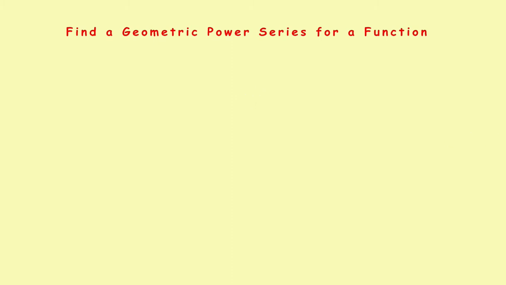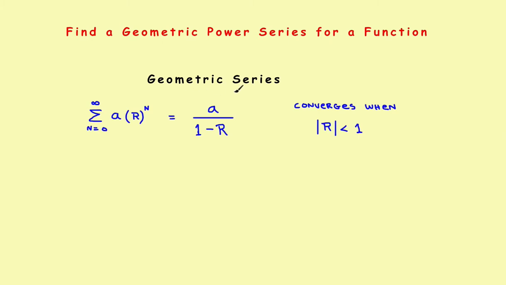Now, before we go on and actually work out a problem, let me just remind you one more time, as we've done in the previous videos, what a geometric series is. That would be the summation of a times some common ratio to the n power. If you find the sum of a geometric series, hopefully you'll remember this formula. It's a divided by 1 minus r. And then finally, if you're working with a geometric series, the series converges when the absolute value of r is less than 1. So those are the things you need to start with.